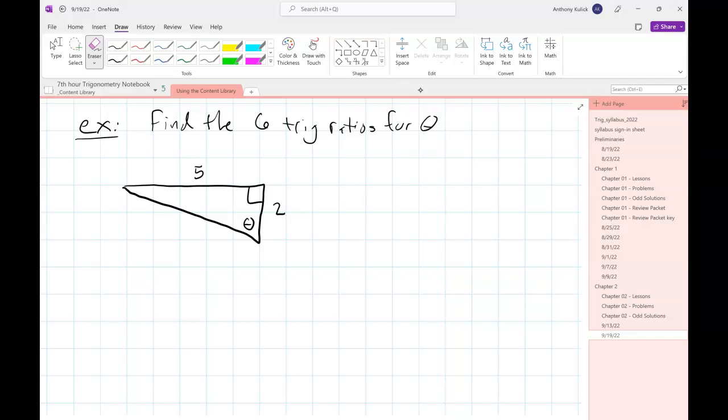Do I know all the side lengths for the right triangle? No, I'm missing one, right? Am I going to need that to write all my trig ratios? Yeah, so I'm going to have to find that first. How do I go about finding a side length of a right triangle if I know the other 2 sides?